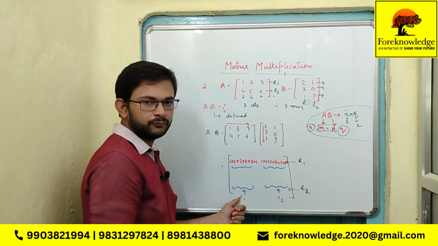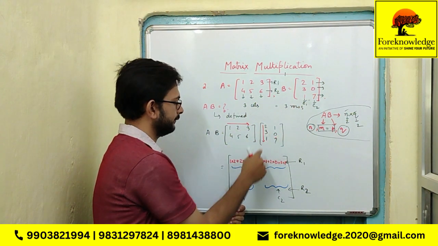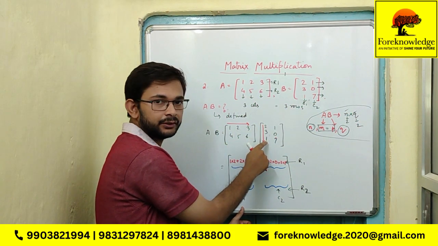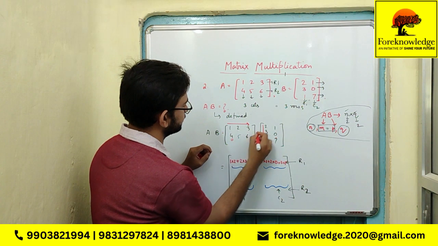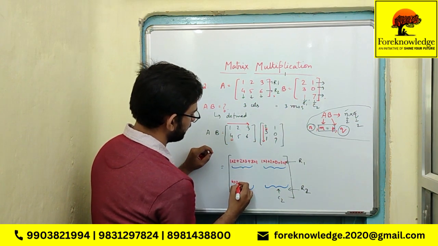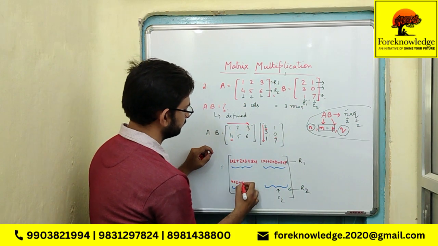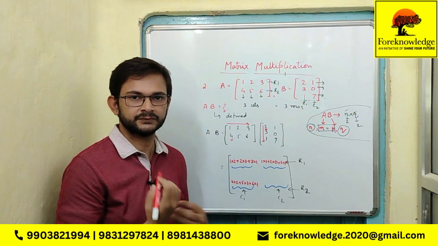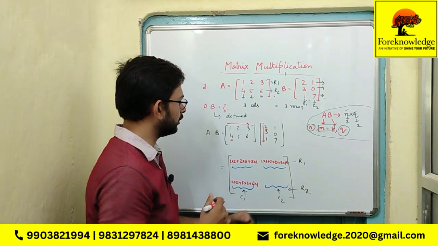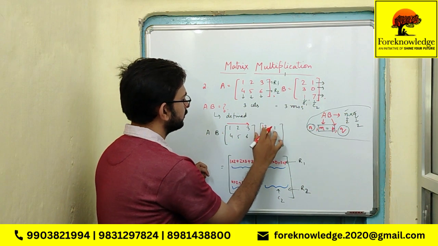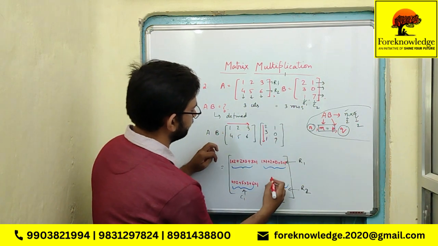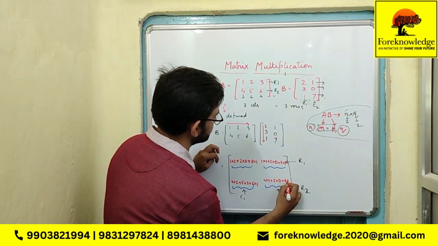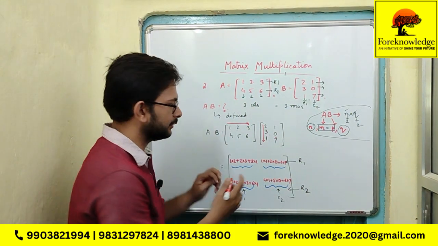Now row 2, column 1. Row 2 of the pre-multiplier, column 1 of the post-multiplier. Element wise multiplication: 4 into 2 plus 5 into 3 plus 6 into 1. Simple. And finally row 2, column 2. Row 2 of the pre-multiplier, column 2 of the post-multiplier: 4 into 1 plus 5 into 0 plus 6 into 7. Calculate them.